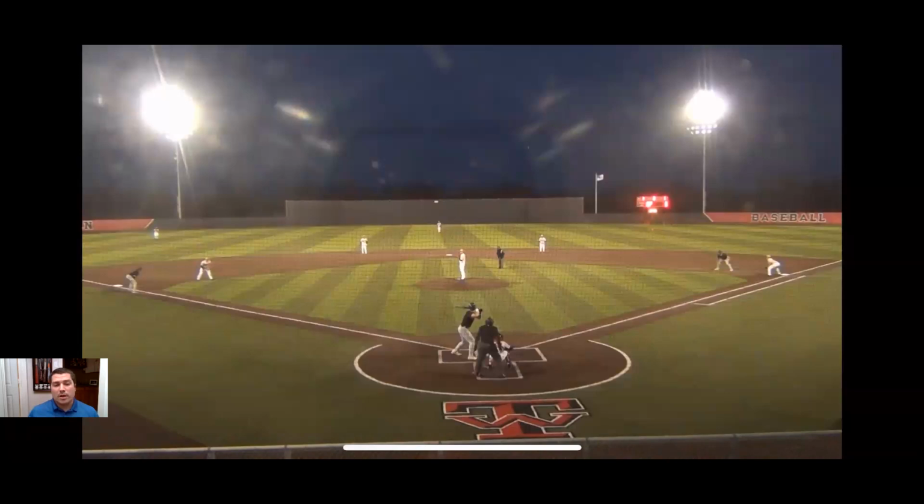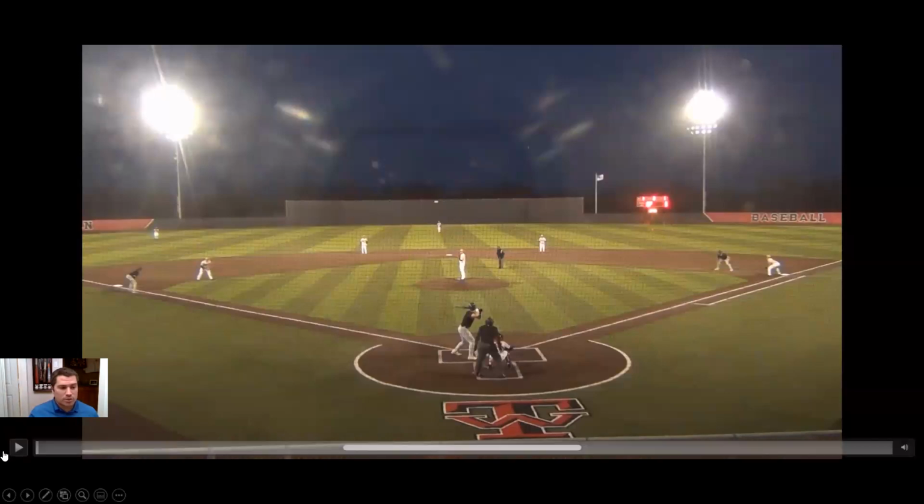So watch the plate umpire again in this situation and notice that he does not give a safe sign. He does not signal no catch. Instead, he signals an out for the drop third strike. That's why you got to know the situation. Let's watch this one more time.